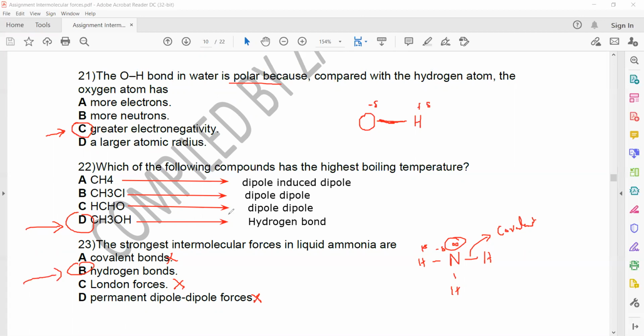Is it clear? Question 21, 22 and 23. So we can move on to the next question. Is it clear, this one?